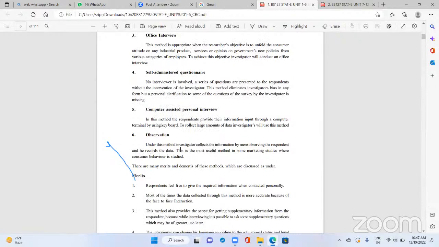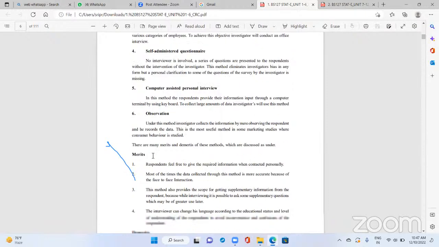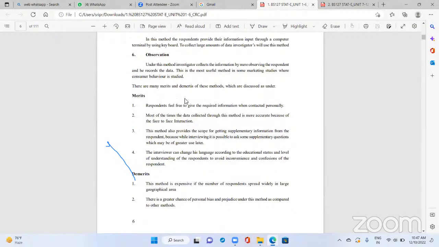Under this method, the investigator collects the information by merely observing the respondent and he records the data. This is the most useful method in some marketing studies where consumer behavior is studied. So there are many merits and demerits of these methods, which are discussed as under. So what are the merits? We have 4 merits.